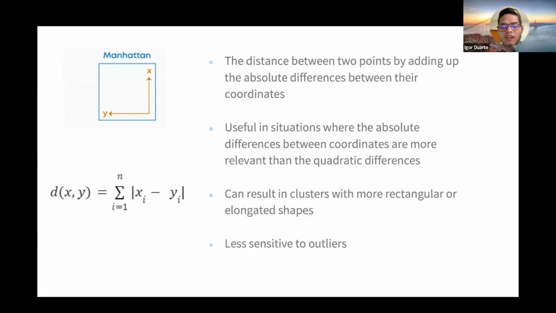So for high dimensional data or data with varied scales, Euclidean distance might be more appropriate. For data with outliers or when greater sensitivity to absolute difference is desired, maybe Manhattan distance could be the right choice.